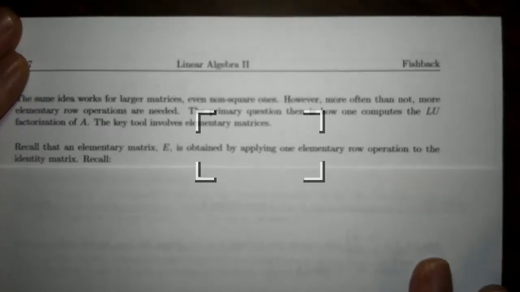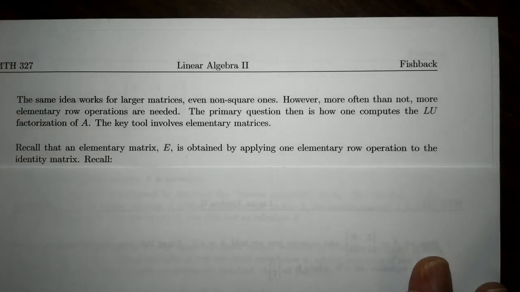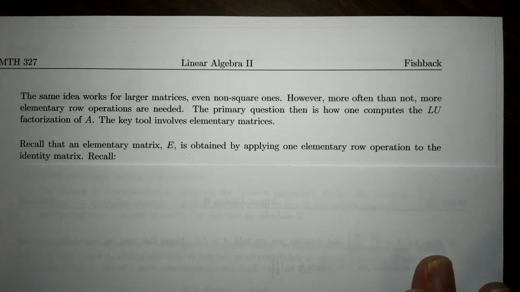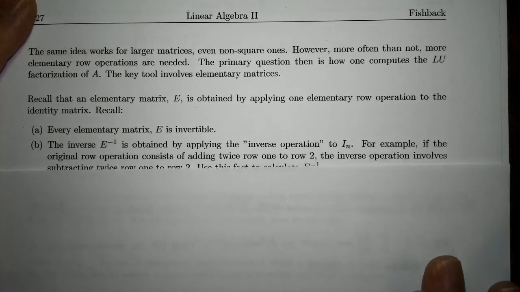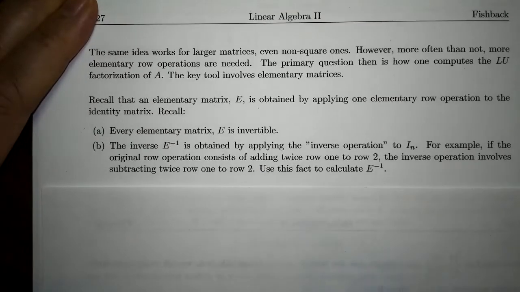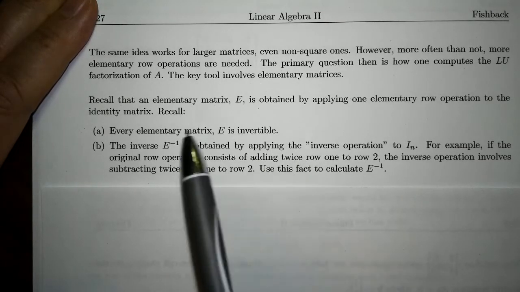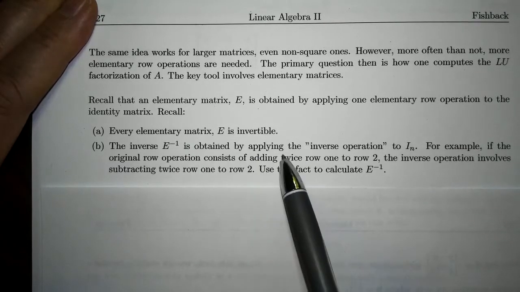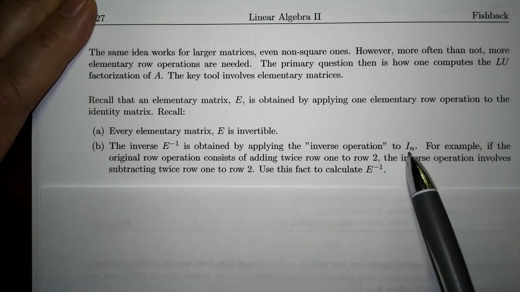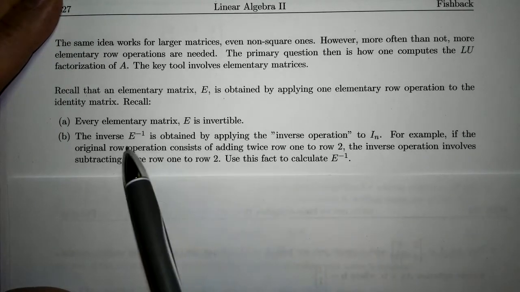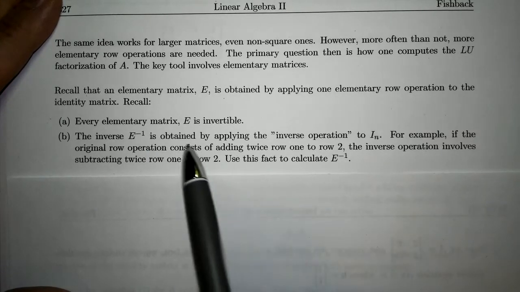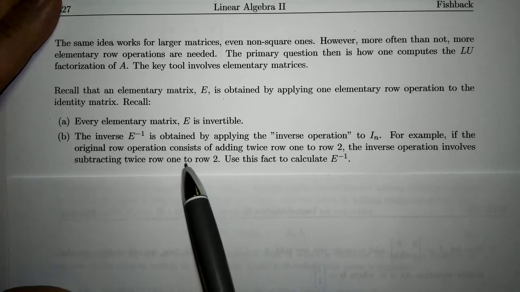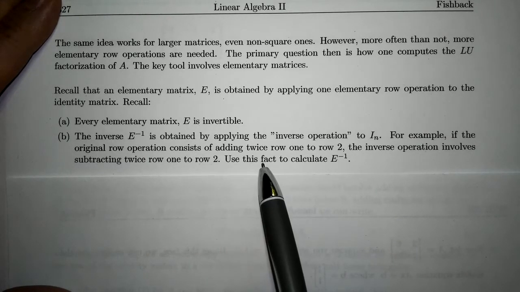And the key idea involves elementary matrices. You'll recall that an elementary matrix is a matrix obtained by applying one elementary row operation to the identity matrix. Every elementary matrix is invertible, and the way we get the inverse of an elementary matrix is we apply the inverse operation to the identity matrix. For example, if the original row operation consists of adding twice row 1 to row 2, the inverse operation involves subtracting twice row 1 from row 2.